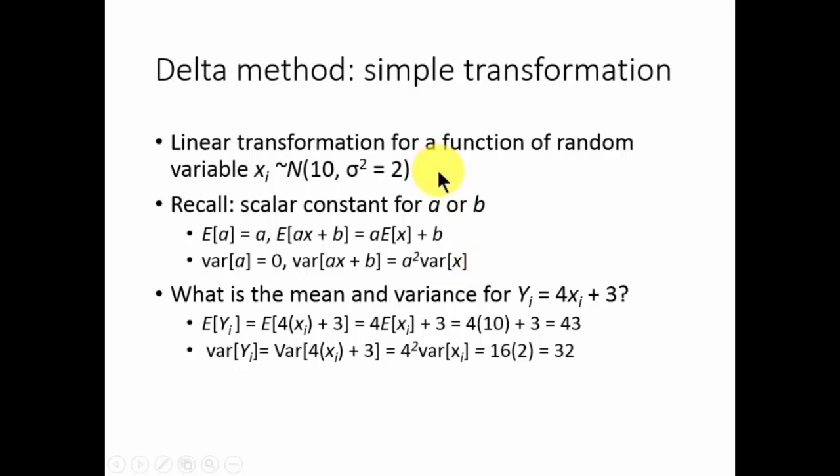Given that x is a normal with a mean of 10 and standard deviation of 2, what is the mean and variance for y based on the linear transformation 4x plus 3? Plugging in the values of x into the scalar functions for the mean and variance, the expected value of y is 43, and the variance of y is 32.